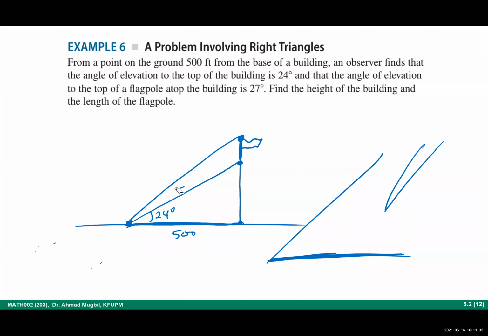27. Where is the 27 angle? Here it is. This one, the whole one. This is 27, and you are right. What was there? It was just 3. Excellent, ya shabab. Now let's continue.